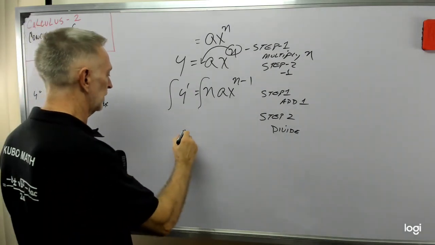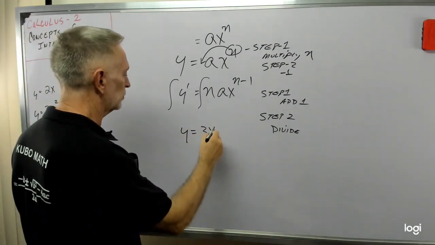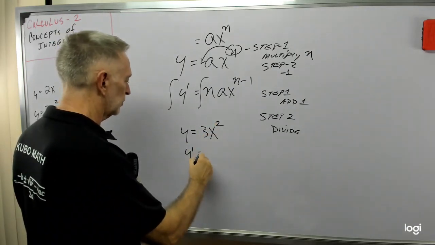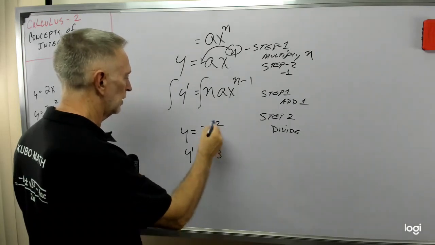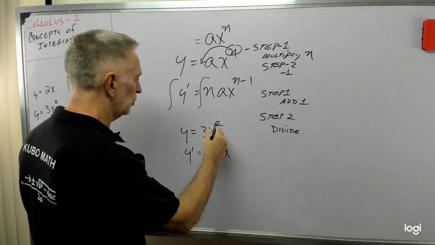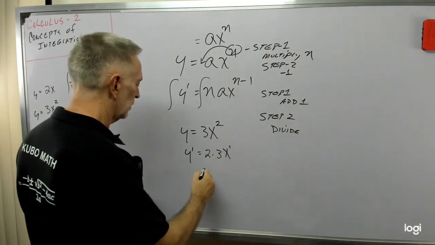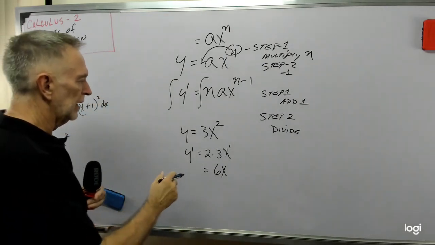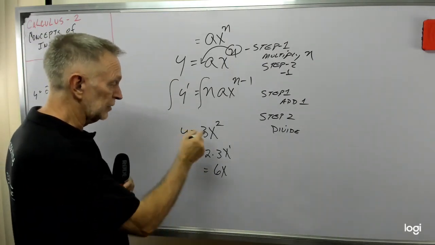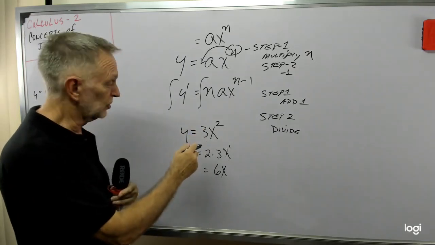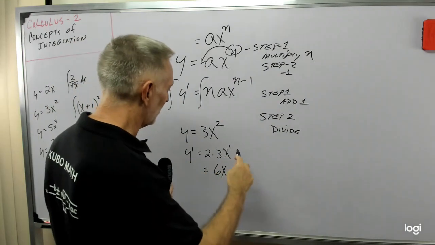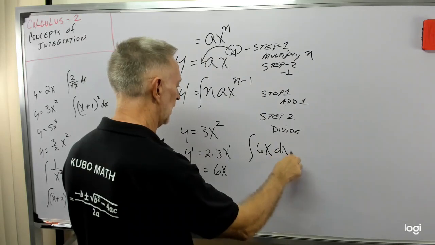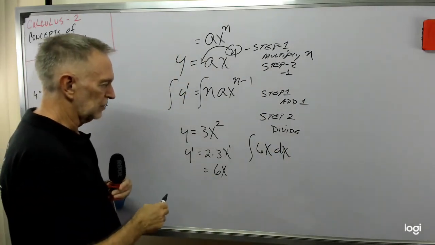So let's try something. Let's say y equals 3x to the second power. y prime then is 2 times 3 to x to the 2 minus 1, which is to the first power. So that gives me 6x. If I integrate 6x, I should get 3x to the second power. Whoa, pressure is on now. So let's say I integrate 6x dx, and I'll show you what dx is in a moment.